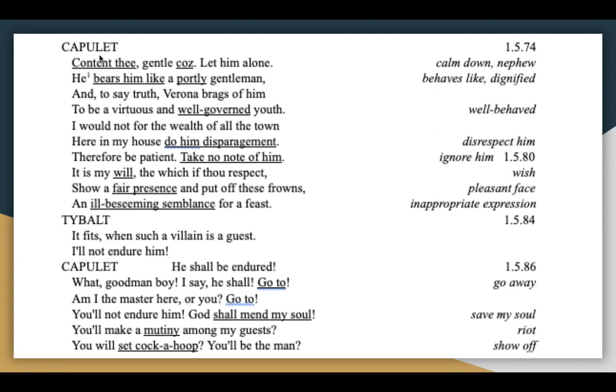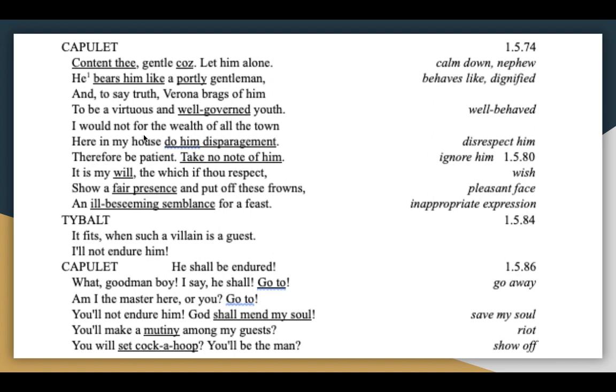He says, "Content thee, gentle cuz, let him alone." So chill out, cousin. Leave him alone. "He bears him like a portly gentleman." So look, he's quite a gentlemanly person. He behaves really well. I know we've got this problem with the Montagues, but look at him. He's a nice fella. Leave him alone. "And to say truth, Verona brags of him." So people of Verona love him to be a virtuous and well-governed youth. He's a really nice young man.